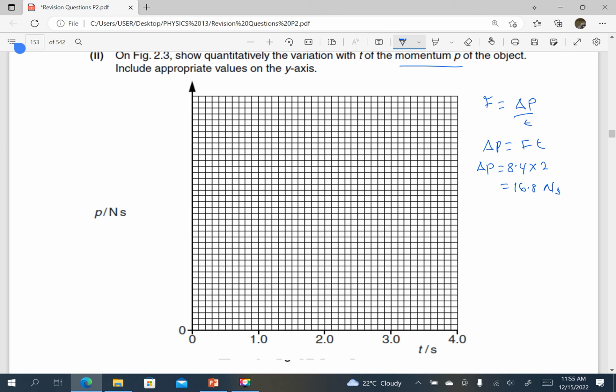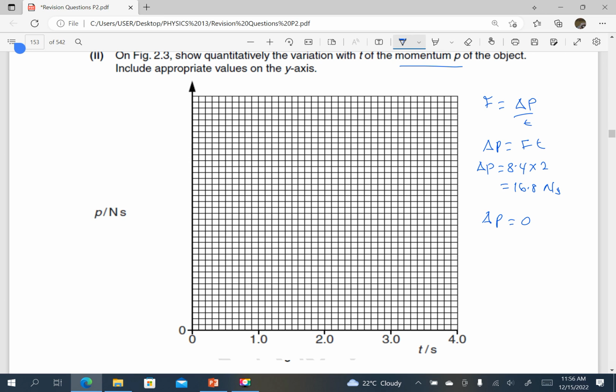Remember, force is the rate of change of momentum. When the force is constant and not zero, it means the velocity is increasing uniformly by equal time intervals. So the momentum is increasing by equal amounts in equal time intervals, and in that time, the change must be 16.8. Then, of course, for the other part, after 2.0 seconds, the change in momentum is going to be 0. So that means the graph will be a horizontal line.